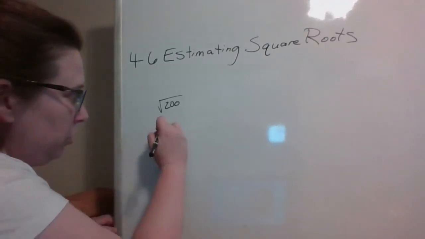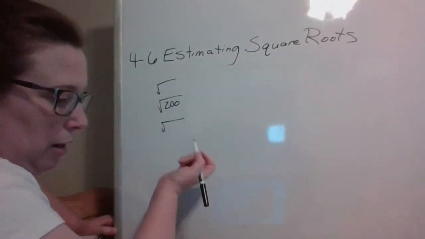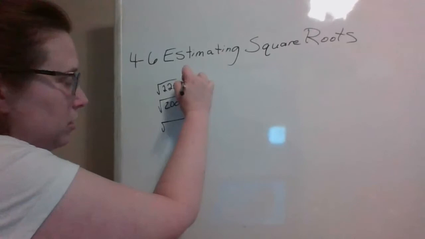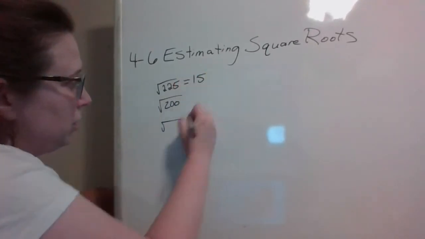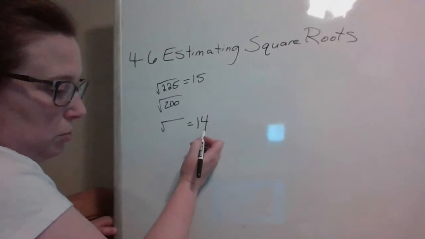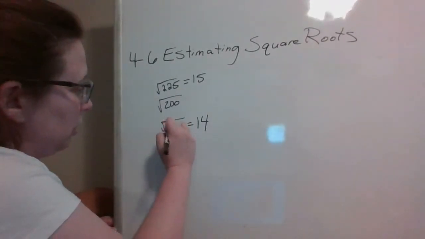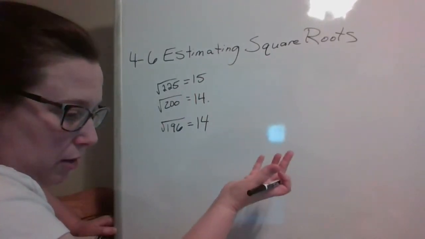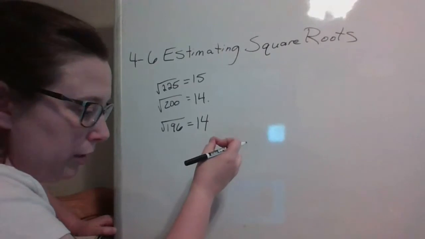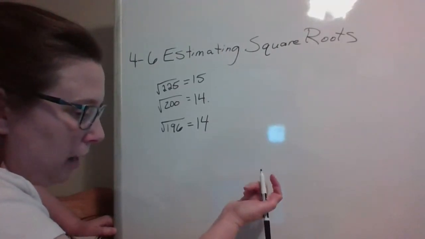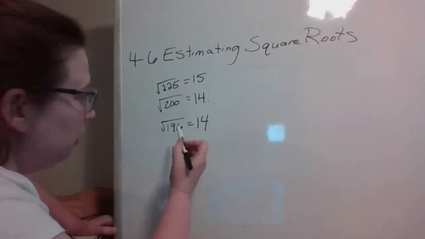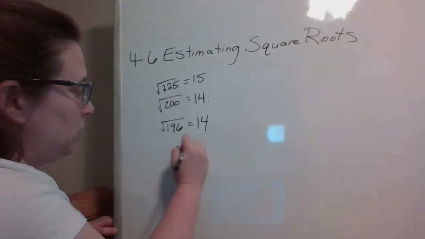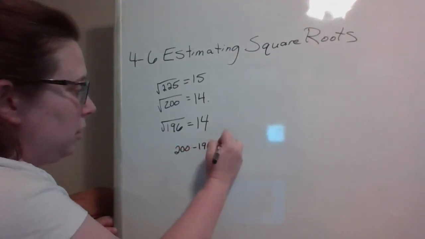So again, the first thing that we're going to do is find those perfect squares that surround 200. So 225 is up here, and that is the square root of 15. So that means this would be 14, which is 196. So we know that this is going to be 14 point something. Okay, we don't know exactly what yet. To figure this out, the second step is to take your 200 minus 196. So we do 200 minus 196 and get 4.